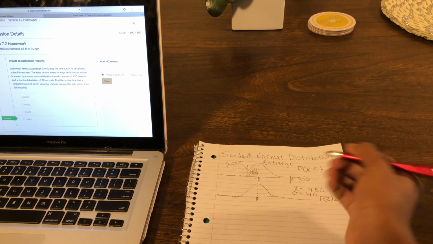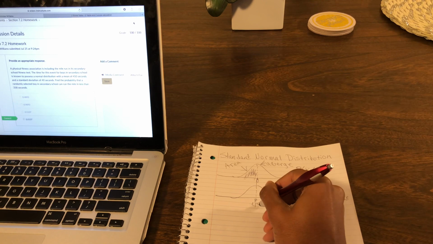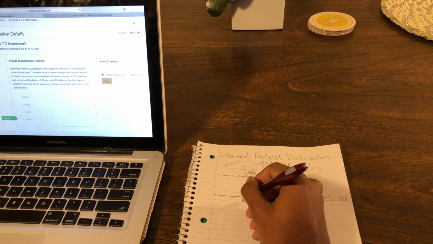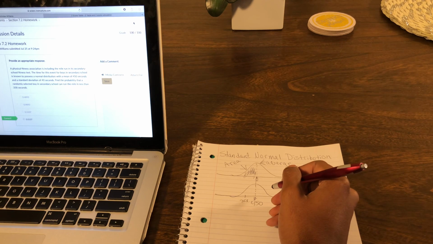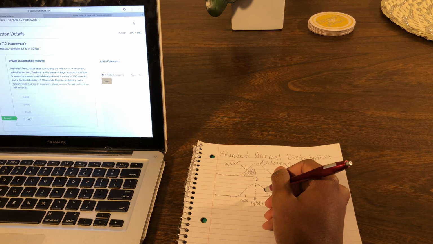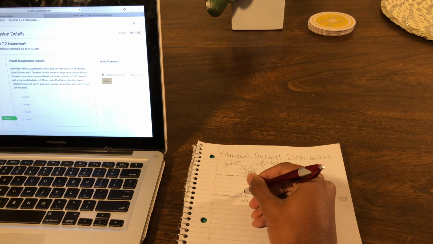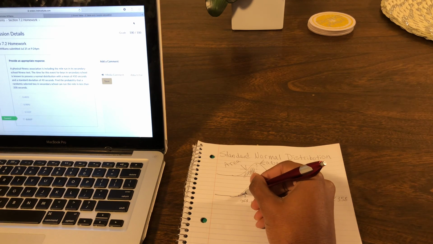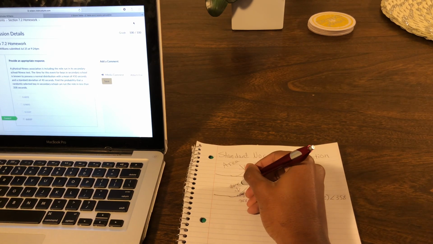So, let's see. P of X is less than 358. If our mean is 450 right here, let's say 358 is somewhere right here. We'll just write this down as saying this is 358. So what we're trying to see is the probability that a selected boy in the group of boys will run less than this amount. So from 0 all the way up to this point, this is our area we're working with.